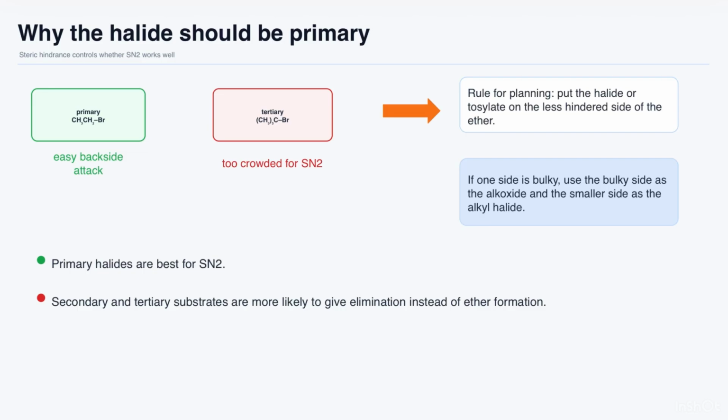The alkyl halide should be primary because SN2 reactions need a backside attack. A primary carbon is less crowded, so the alkoxide can reach it more easily. A tertiary alkyl halide is too crowded for SN2 and is more likely to react by elimination instead. So, when planning a Williamson ether synthesis, the alkyl halide should usually be placed on the less hindered side of the ether.